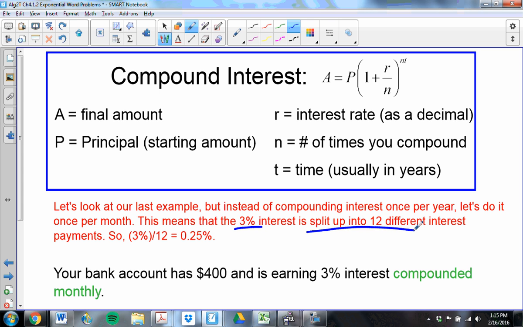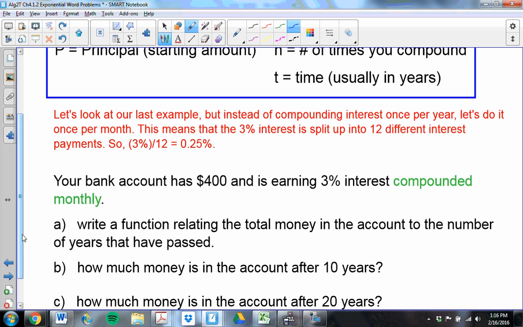Well, that splitting up into 12 different parts really changes it. Instead of getting 3% once, we get 0.25% 12 times. And that's what this is doing right here. This is taking your interest and splitting it up into a bunch of little pieces. N stands for the number of times you'll calculate your interest in a year. Since we're calculating it 12 times, it happens a lot more often. So our interest rate kind of gets 12 times smaller, but the number of times we compound gets 12 times bigger, and these things have a small impact on what happens.